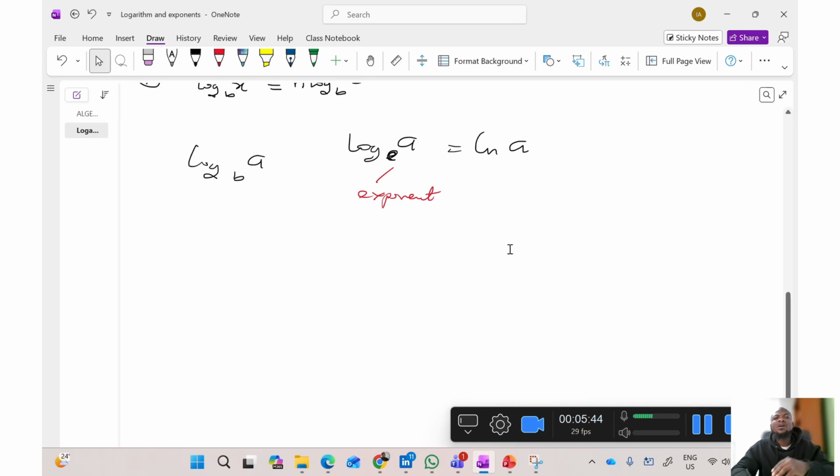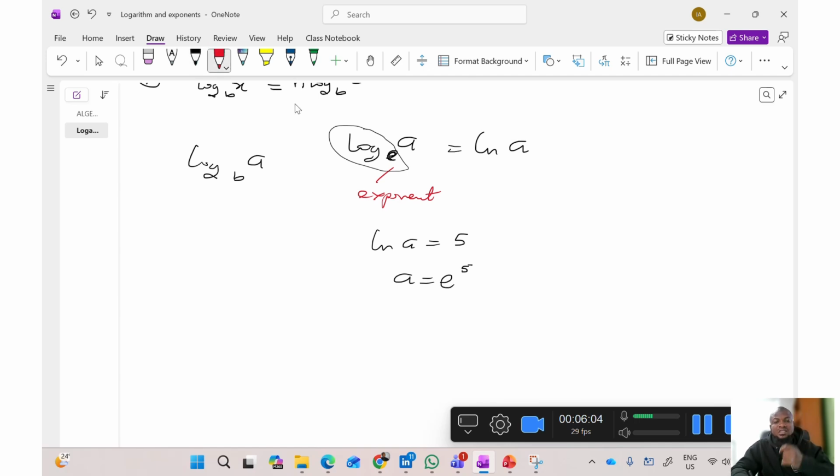So whenever you have a logarithm to base of an exponent, okay? So this is called ln a. So this is an exponential function. So if I have ln a is equal to 5, that means a is equal to e raised power 5. Okay, if you are confused, just turn this ln to log to base e of a is equal to 5. That means a is equal to e raised power 5. I hope this is understood.